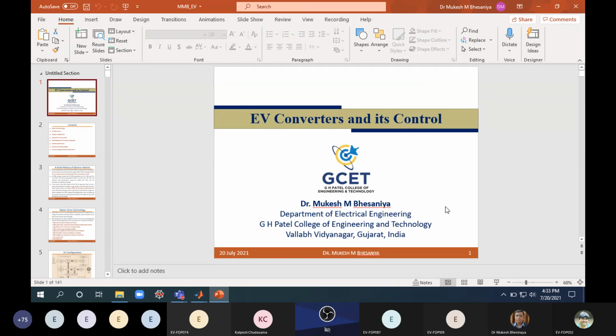Sir, my question is regarding this DC-DC converter. We have this bidirectional DC-DC converter. Is it the same as a chopper, or is there any difference? Can we call a bidirectional DC-DC converter a chopper, or is it something else?